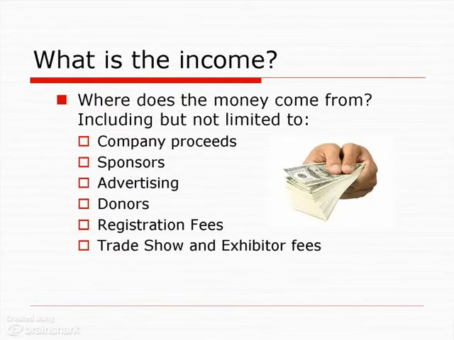In terms of budgeting, when you're doing the revenue portion of that, what is the income? Where does it come from? Well, the money that comes into the budget includes the following, but is not limited to these, but this gives you an idea. These can be company proceeds, where the company pays for the meeting. You can have sponsors who underwrite or support the meeting financially by giving a contribution or in-kind products. So sponsors will be talked about within the textbook.